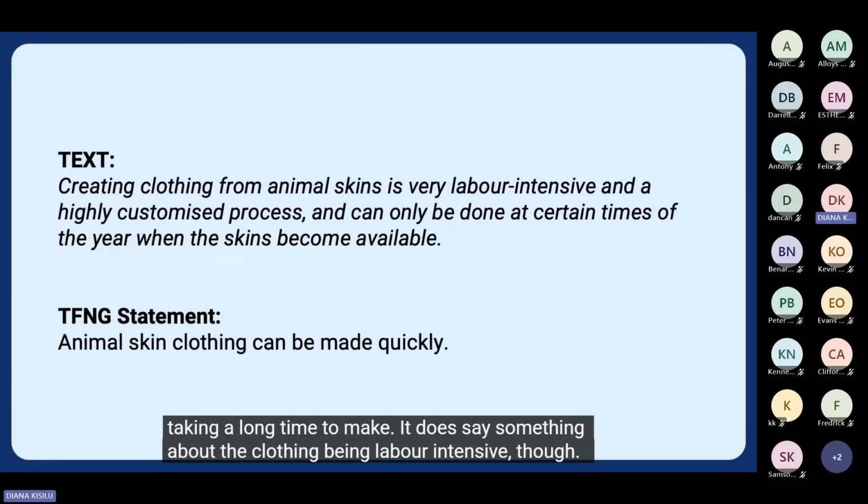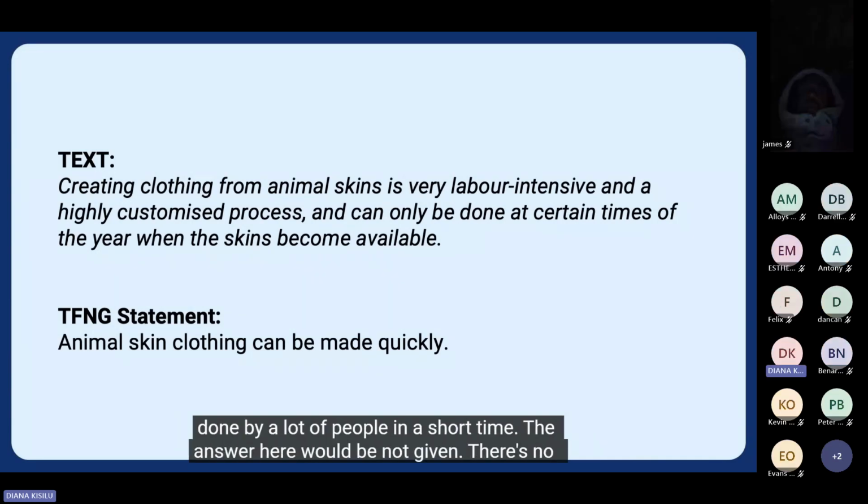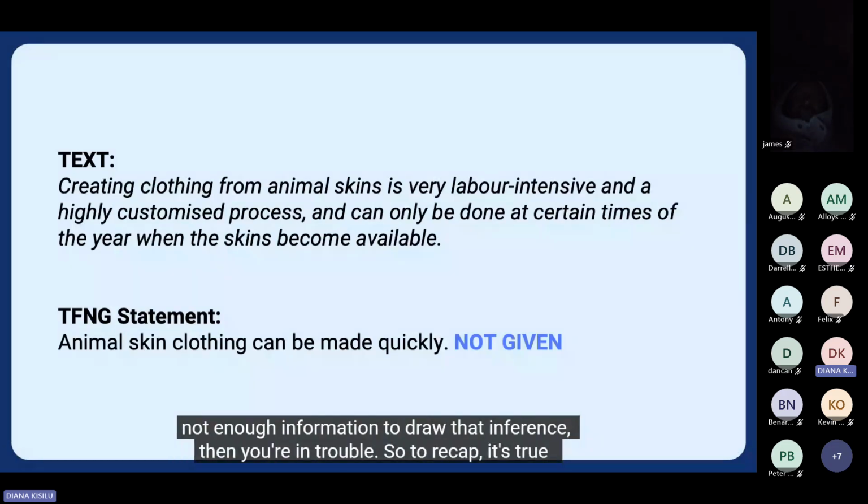It does say something about the clothing being labor intensive though, and herein lies the key. Labor intensive means that it takes a lot of work, but this could be done by a lot of people in a short time. The answer here would be not given. There's no information given about duration, right? If you find yourself drawing an inference when there's not enough information to draw that inference, then you're in trouble.